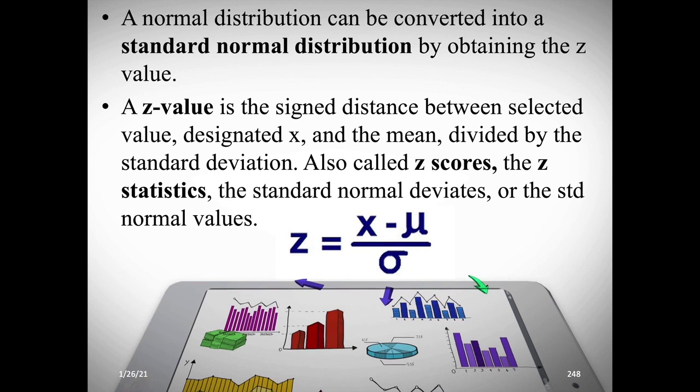Pare-pareho lang yan. For the formula of our standard normal distribution, it is actually z equals x minus mu, all over the standard deviation. So, x is the designated or selected value, minus mu, which is the average. I hope you're aware of this, no? And of course, the standard deviation.